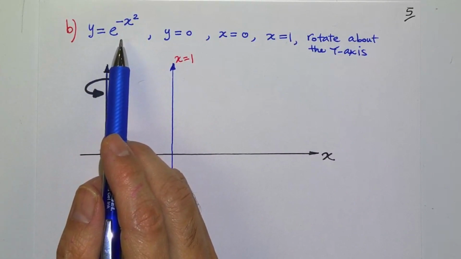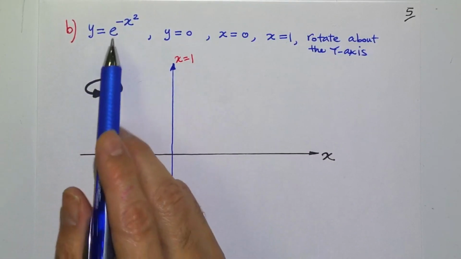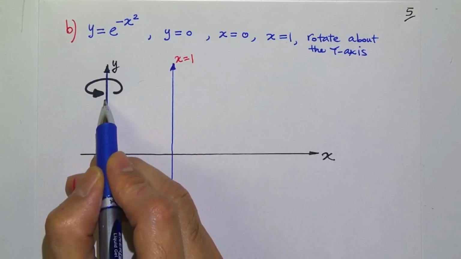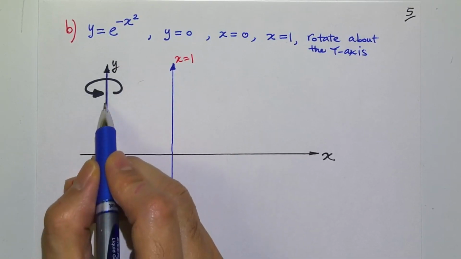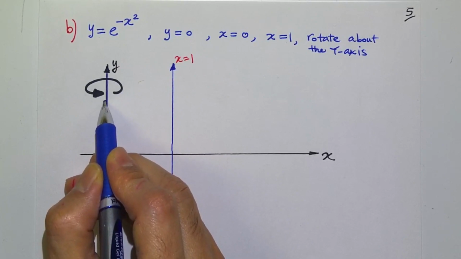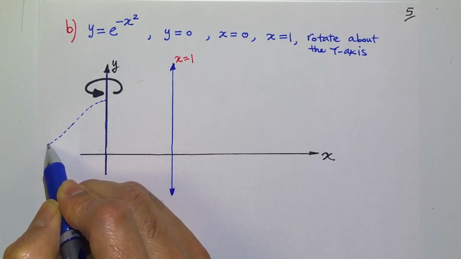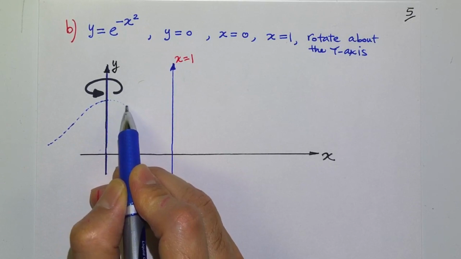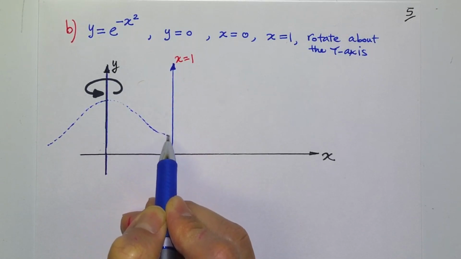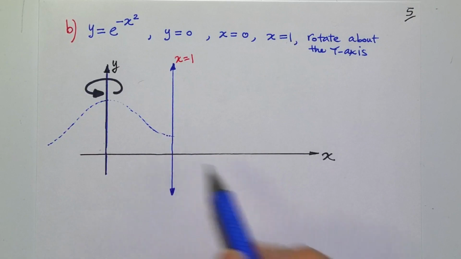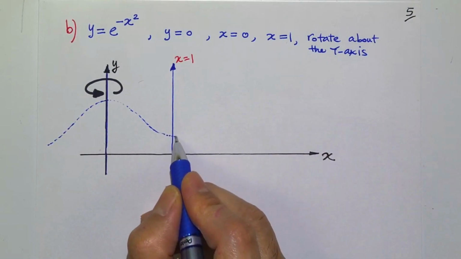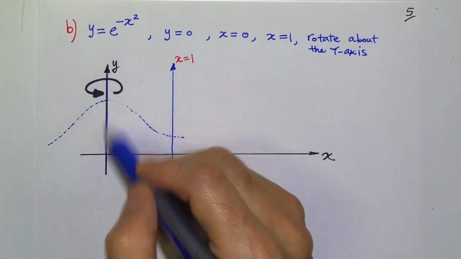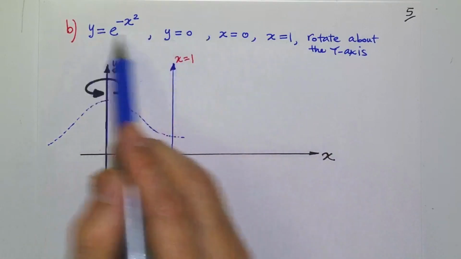If you use your graphing calculator or computer to graph this, you'll see that it's going to look something like this. I'll try my best to do a good job on this, but I'm not sure. On one side, it's going to look like this. On the other side, it's going to look like that. And then we don't, of course, care about beyond x equals 1, and we don't care about to the left of the y-axis, right, because of where the boundaries are.